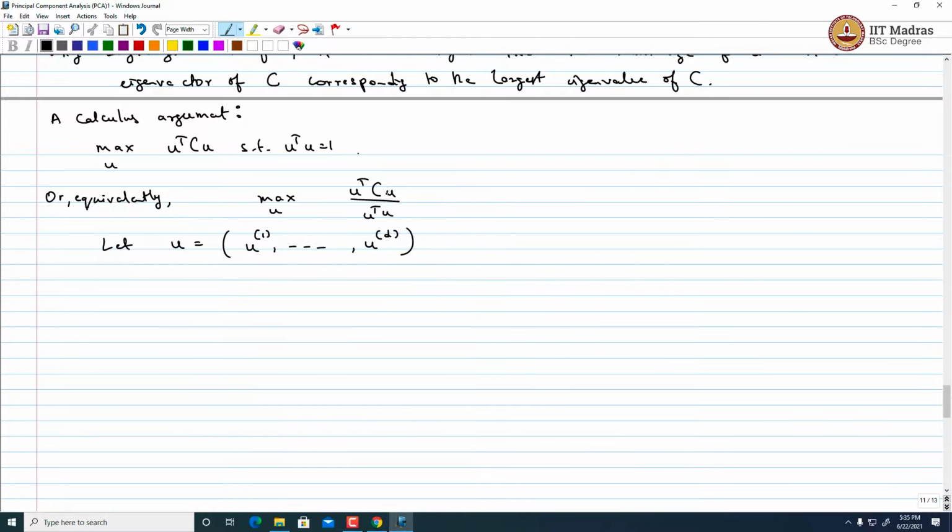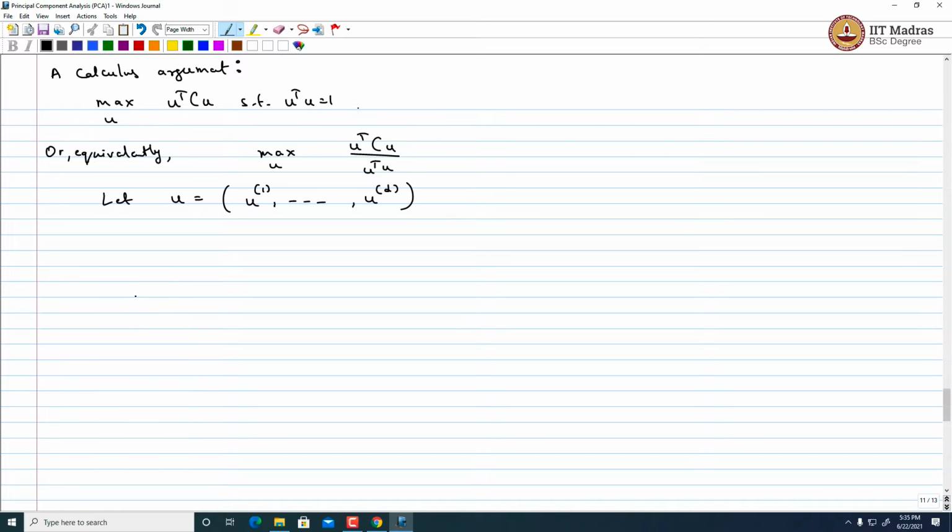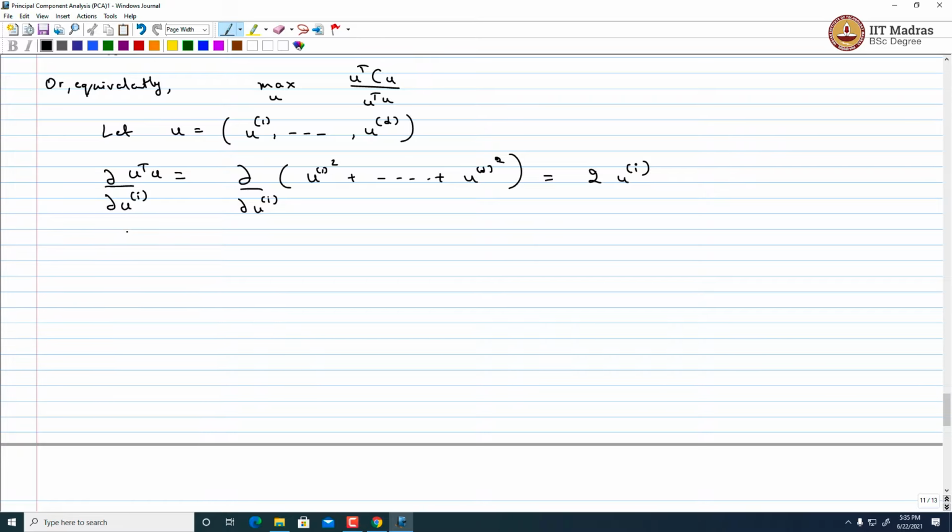Given this, you have a ratio you are trying to maximize, so let's calculate the partial derivatives. The partial derivative with respect to the ith coordinate of u transpose u is nothing but the partial derivative with respect to u_i of u1 square plus and so on up to ut square. This is nothing but 2 times the ith coordinate of u.